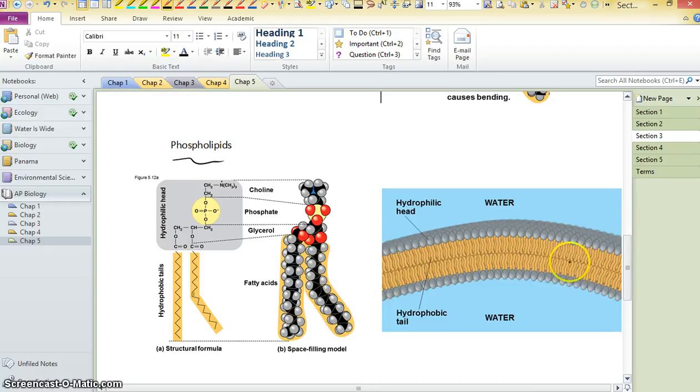They form a 2-layer structure known as a phospholipid bilayer, with the phosphate choline end towards the outside and inside of the membrane. Let's say this is the inside of the cell, this is the outside, and the fatty acids are in the middle of the membrane.